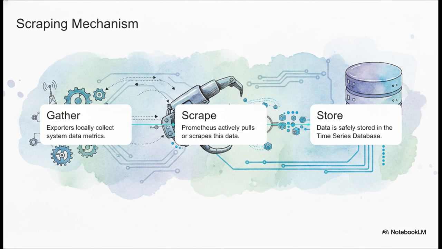In SRE terms, we call this scraping. Step 1. Little add-ons or plugins called exporters constantly gather the system data locally. Step 2. The retrieval component of the Prometheus server actively reaches out and scrapes, or pulls, this data from those exporters at regular intervals. And Step 3. It securely stores all that rich information right into the time series database we just talked about.